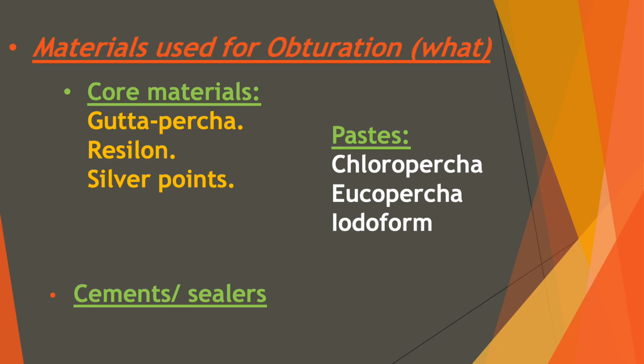Cements and sealers join these gutta-percha cones together and seal the canals, and we will discuss all these in detail after. And pastes, like chloropercha, iodoform, and iodoform pastes.